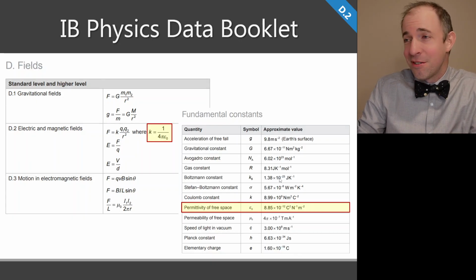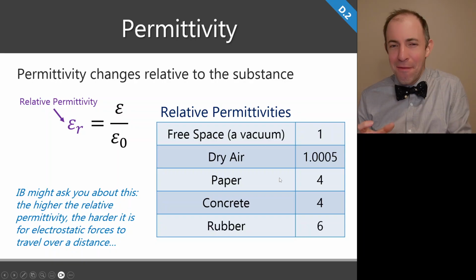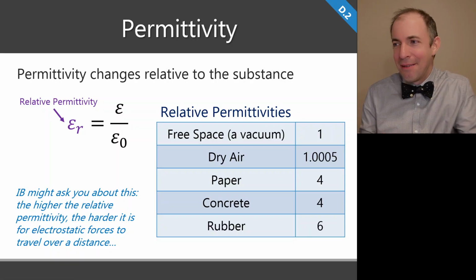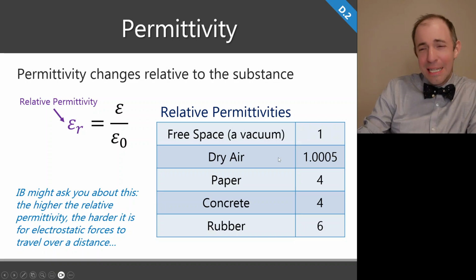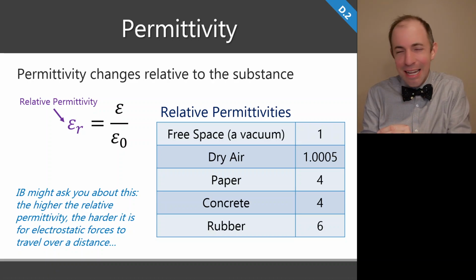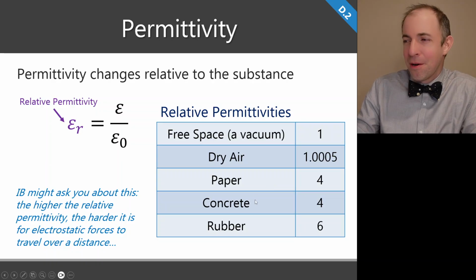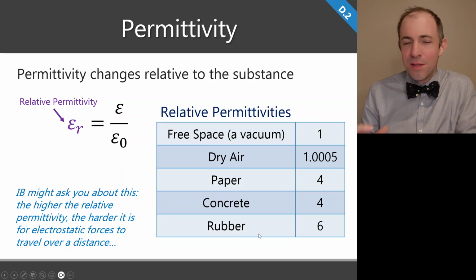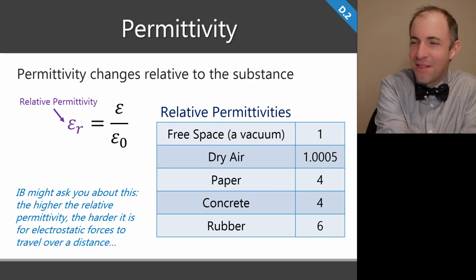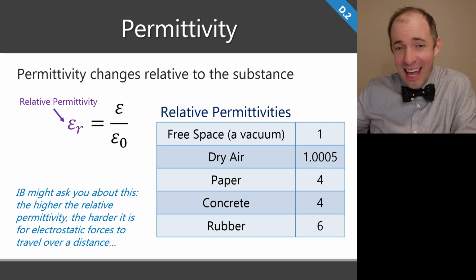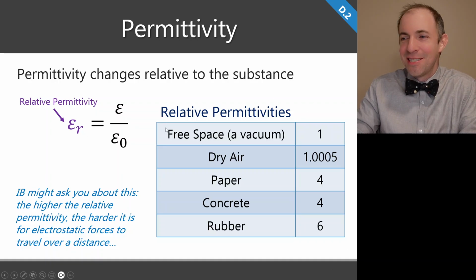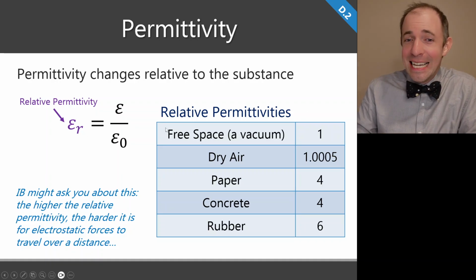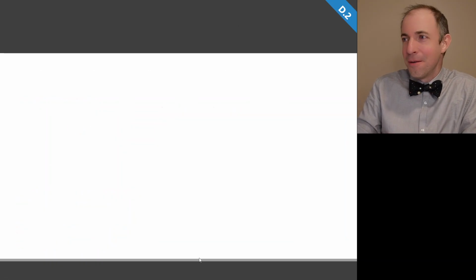Where this might factor in is if you are not in an environment that you can approximate as a dry vacuum situation, free space. Air has a slightly higher relative permittivity. Paper, concrete, rubber, water, all of those different materials would change that permittivity, which would then potentially change k, which would then potentially change your electrostatic force. But all of those things you might be able to work yourself into how those different things might interact. We're not going to look at that in detail in this video.